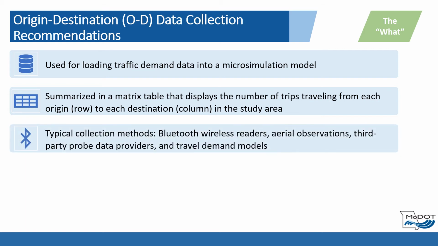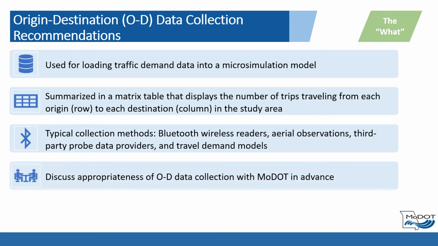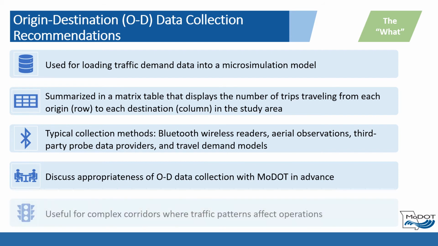Due to the additional cost constraints of collecting the data through typical OD collection methods such as Bluetooth wireless readers, aerial observation, and third-party probe data providers, it is recommended that the analyst discuss the appropriateness of OD data collection with MoDOT before proceeding. OD data is especially useful for complex corridors where traffic patterns affect operations, such as closely spaced intersections and certain freeway weaving segments.